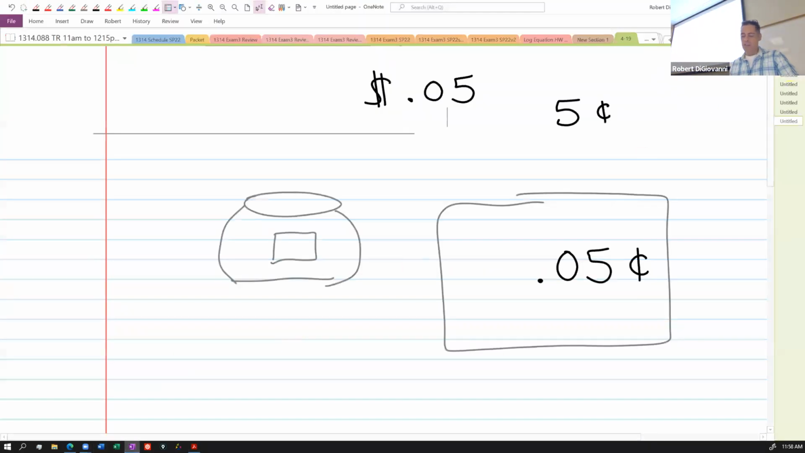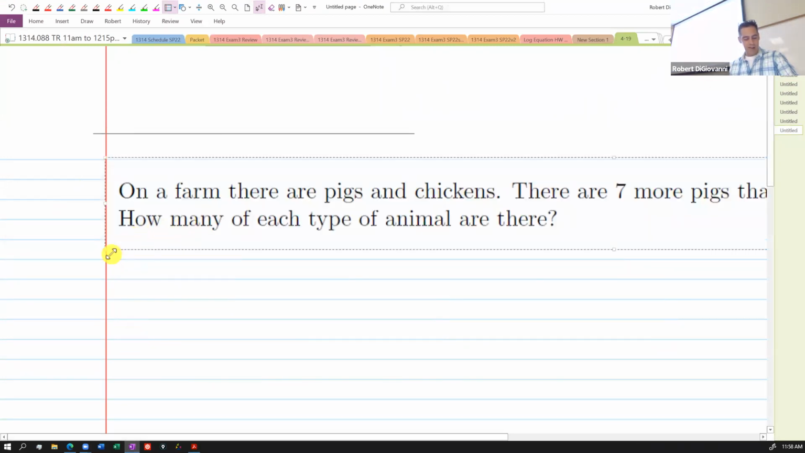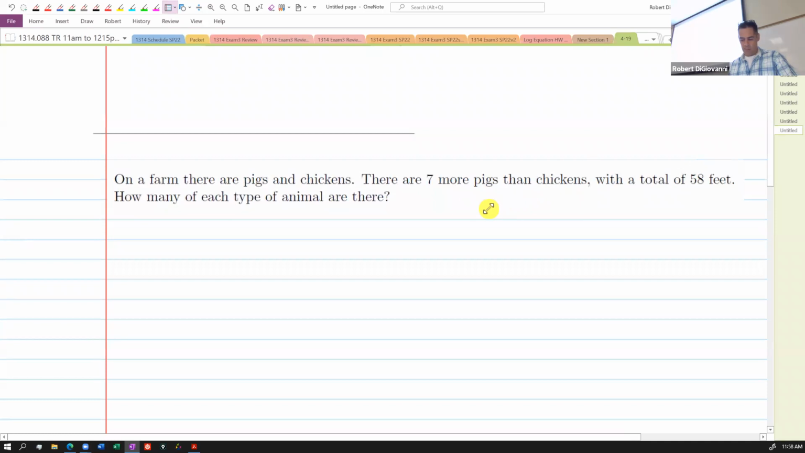Now, this is a homework problem, so you're getting a little bit ahead of yourself getting this done here in class, but there you go. On a farm, there are pigs and chickens. There are 7 more pigs than chickens, with a total of 58 feet. 58 little feet total. How many of each type of animal are there?